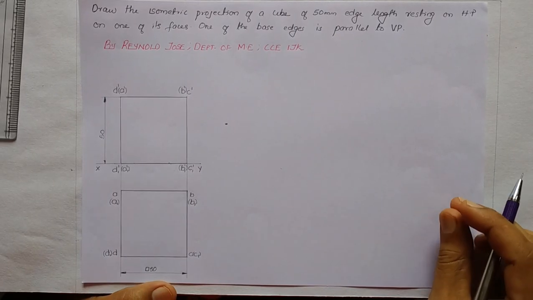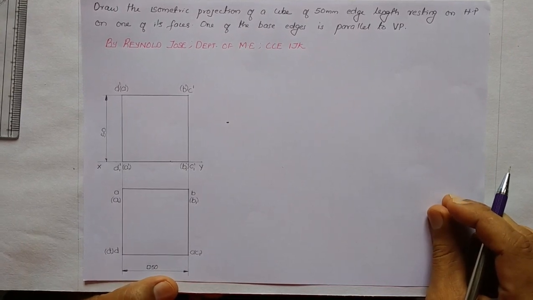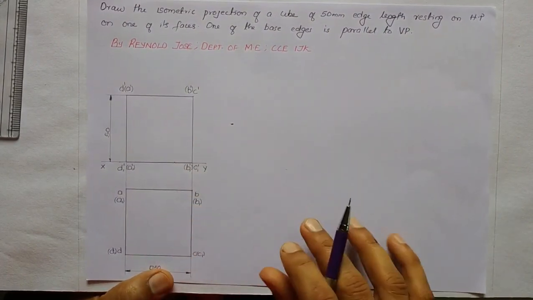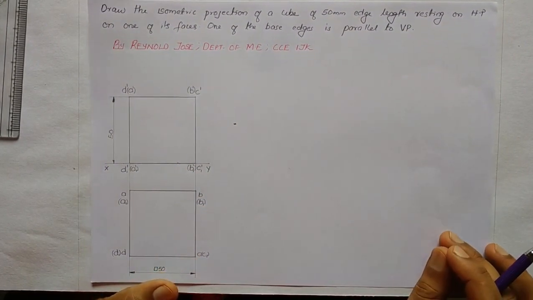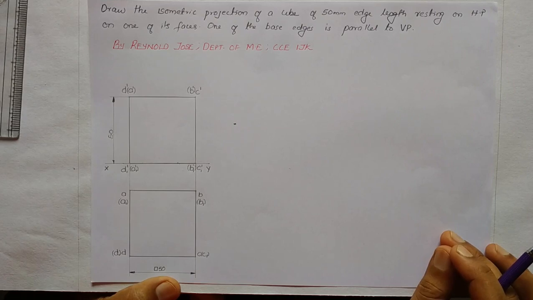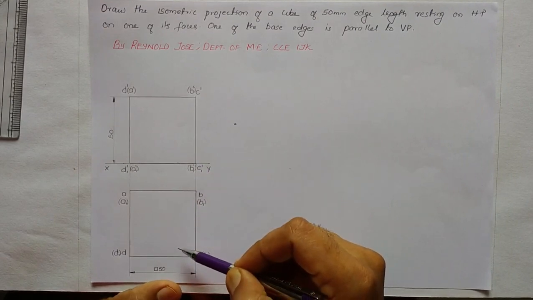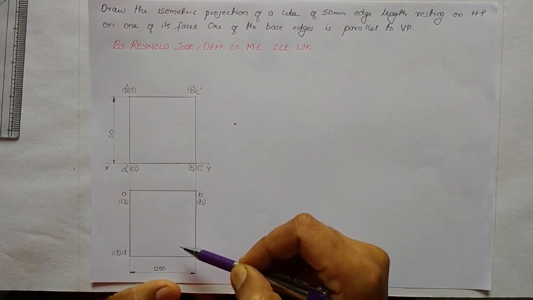Now we shall discuss how to draw an isometric scale when an isometric projection is drawn. So here in this problem, we have to draw the isometric projection of a cube. In each and every problem regarding the isometric projection of any solid, the very first step is drawing the simple front view and simple top view of the solid using type A lines.